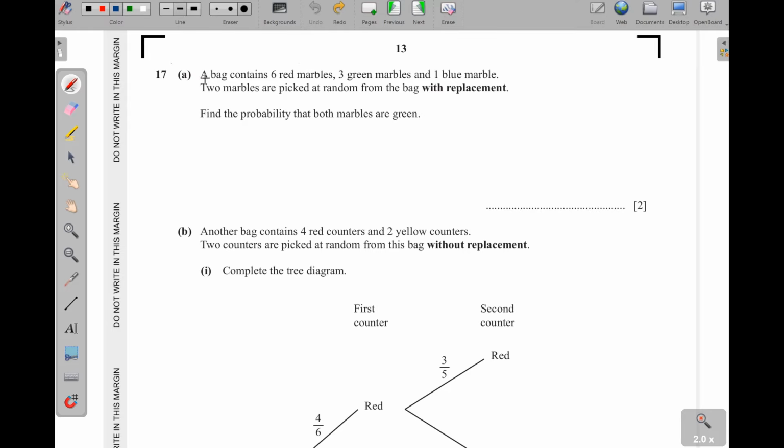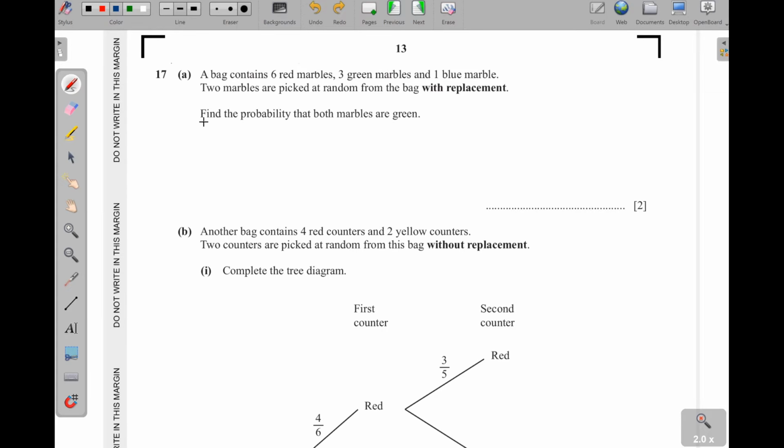They are saying part A, a bag contains 6 red marbles, 3 green marbles, and 1 blue marble. 2 marbles are picked at random from the bag with replacement. So if you pick with replacement, that means the probabilities are going to be constant. Because if you have picked the red, first of all, before you pick, the probability of picking red is going to be 6 out of the 10, because the total is going to be 6 plus the 3 plus the 1. Okay. Now, when you put back, that means the next time of your picking, still you are picking from the lot that hasn't changed. But without replacement, the totals keep on reducing.